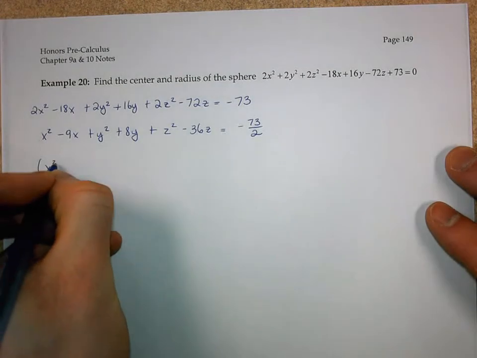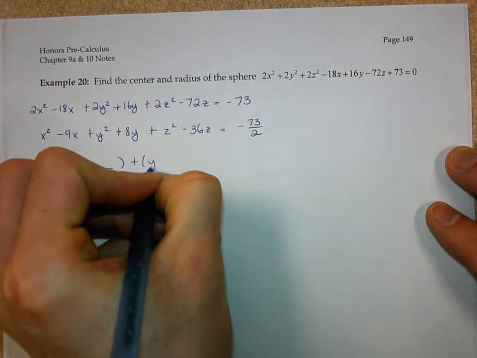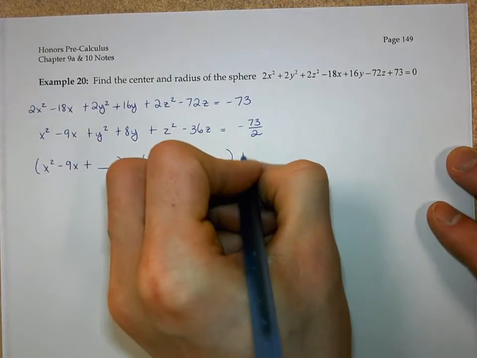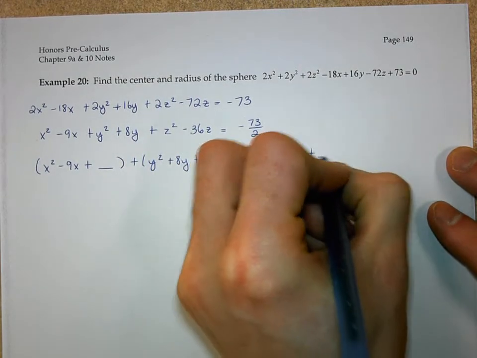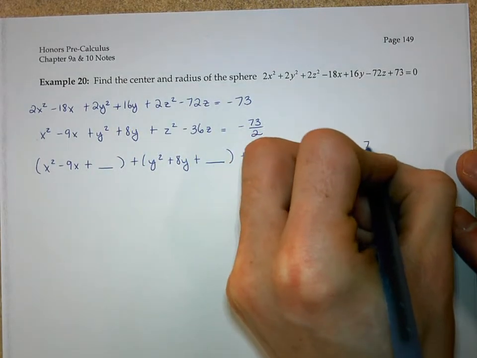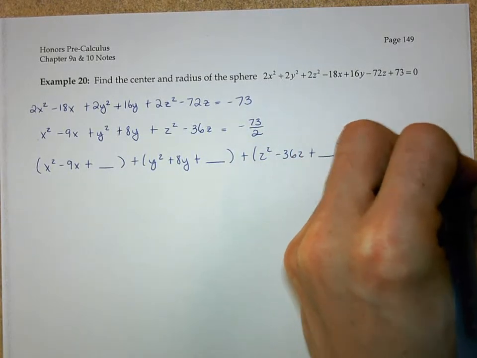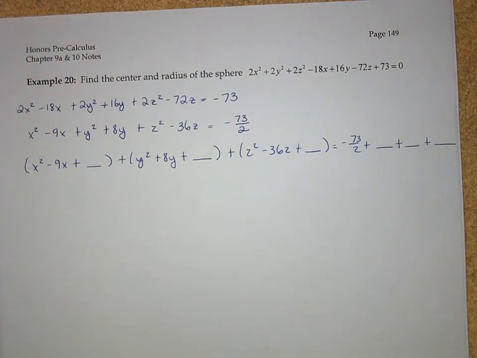So the first one here, x squared minus 9x plus blank, plus y squared plus 8y plus blank, plus z squared minus 36z plus blank equals negative 73 over 2 plus blank plus blank plus blank. Now the rest of it is we're just going to take half of the middle term and then square it and add it to both sides.